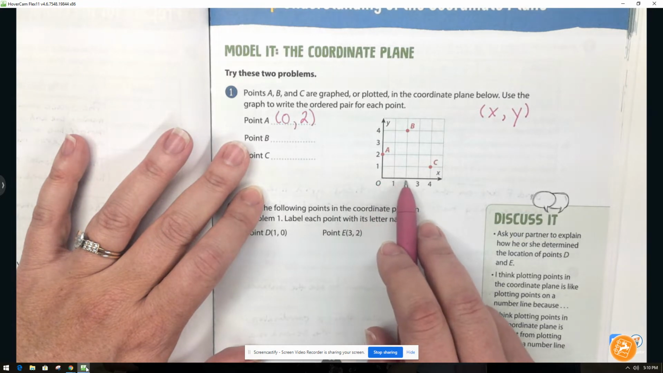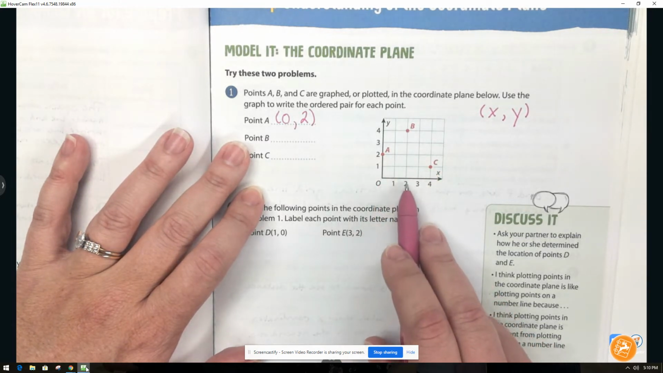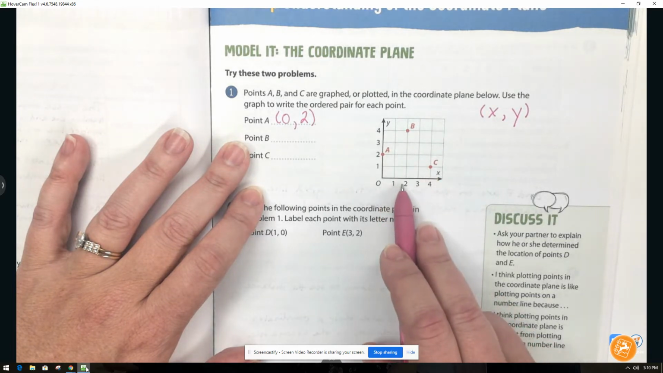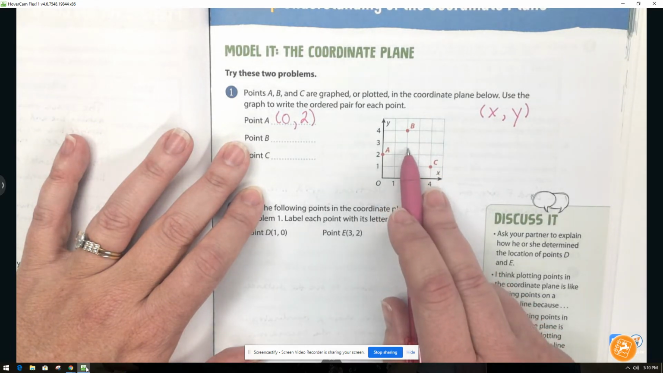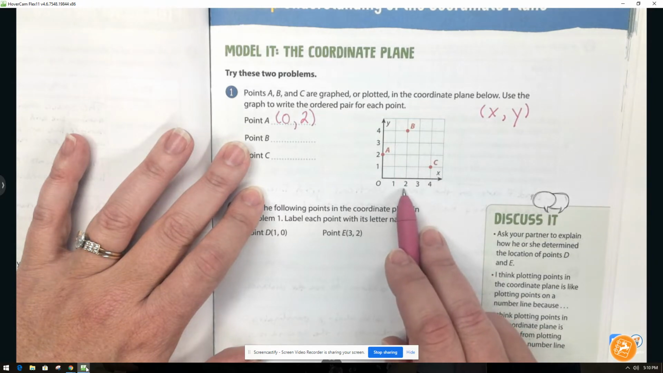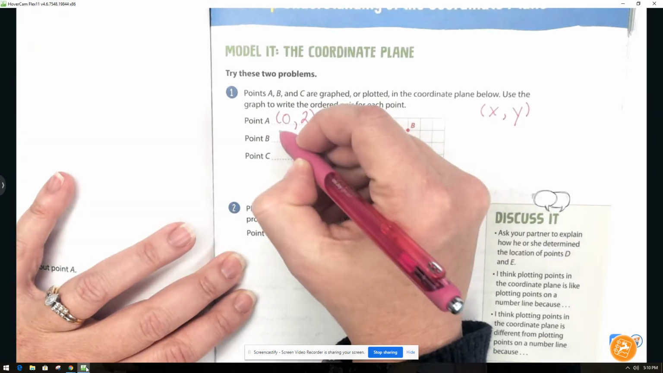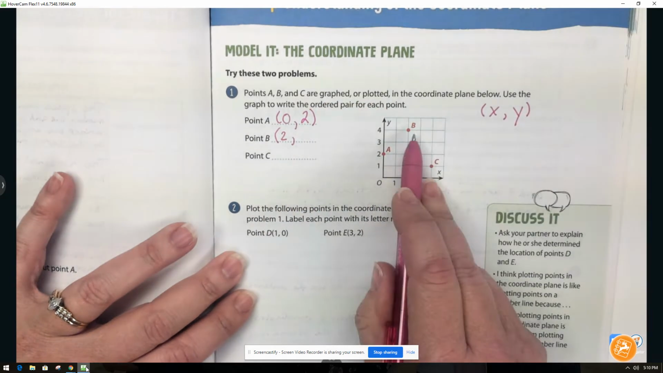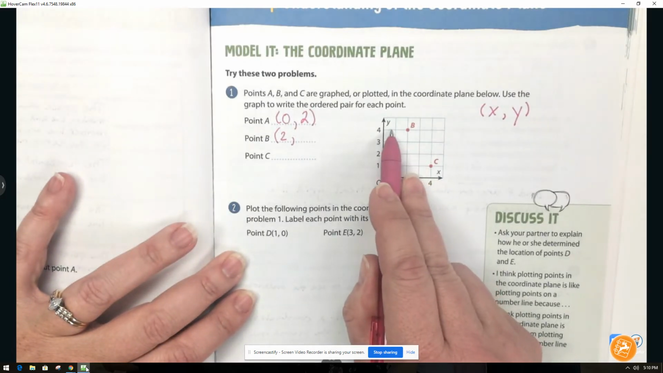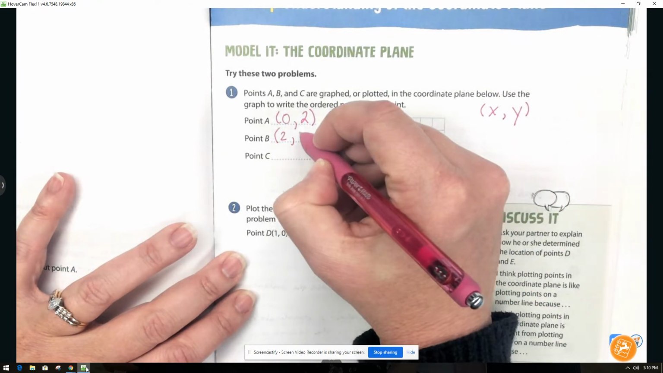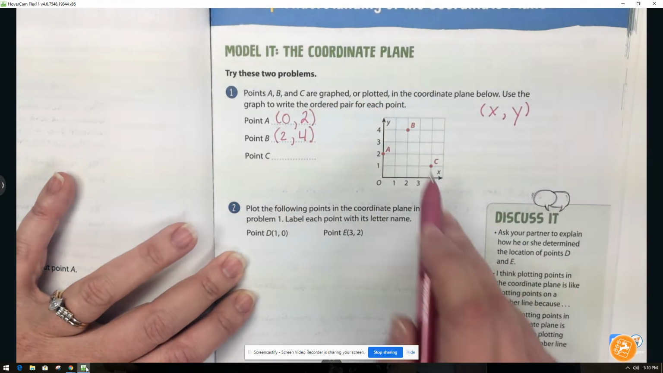We're going to go over and find our x value first. Our x value is 2 because if we drew a line straight down from the letter B, it would intersect at the 2. So the x value is 2. If we drew a line from B to the y-axis, it would intersect at the 4. So the y value is 4.